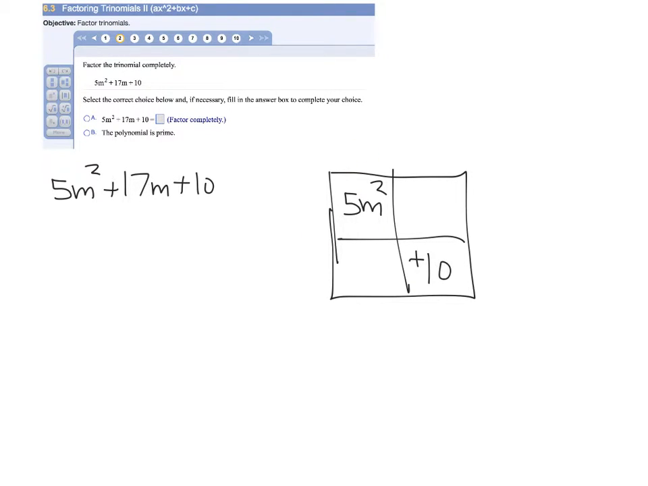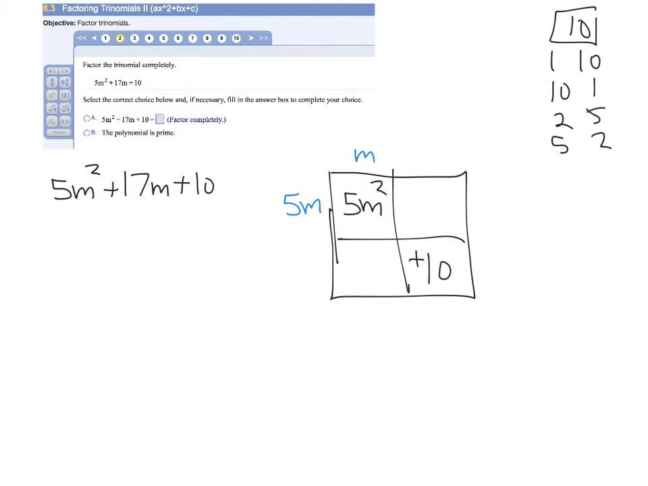So then the idea is, okay, what are we going to do up here? Well, we're going to put our 5m and m. And now we're going to set it and forget it. We're going to leave those right there. And it's this 10 that we're going to play with because as we think about it, well, 10 could be either 1 times 10 or 10 times 1. It could be 2 times 5 or it could be 5 times 2.